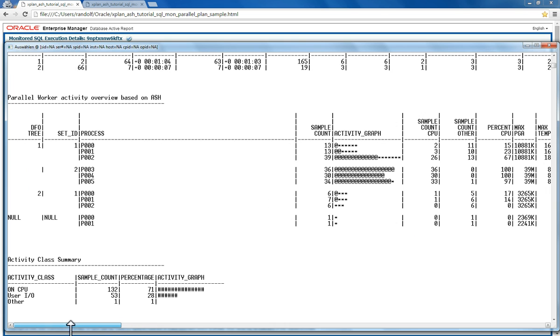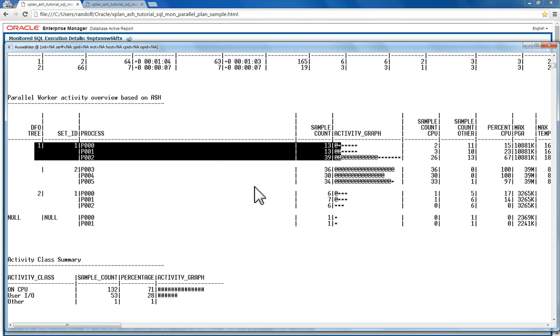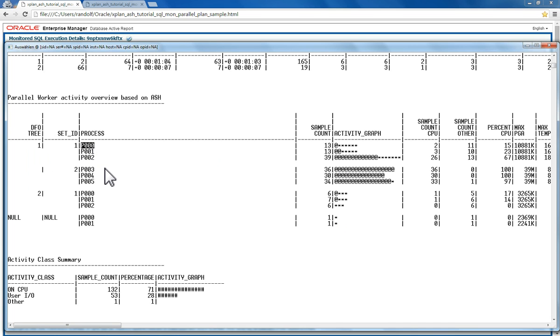But usually you don't see this section at all, or you should expect to see just a couple of samples, and the main activity should of course be here on DFO tree level. So for each process of each set, Explain-Ash then shows detailed information about the number of samples found, and then more details that can be derived from the active session history samples.